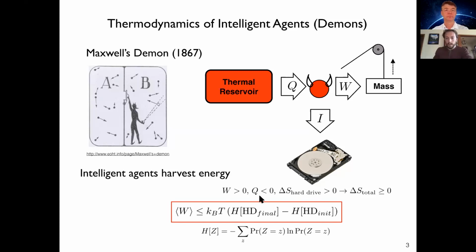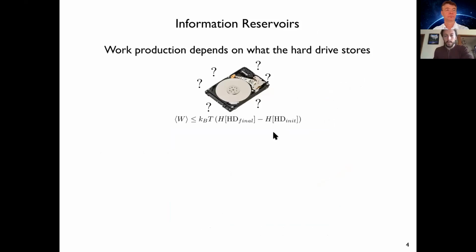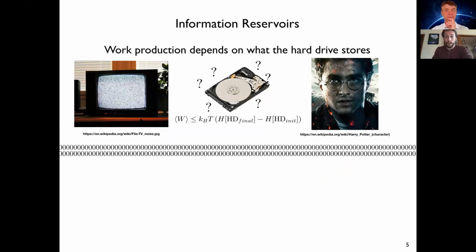So, my slides, there we go. Just had a problem with my slides. So this work production depends explicitly on what's inside the hard drive. Because of this dependence on the initial uncertainty of the hard drive, for instance, the hard drive could contain just random noise, in which case you can't extract much work. Maxwell's demon couldn't extract much work in this case.